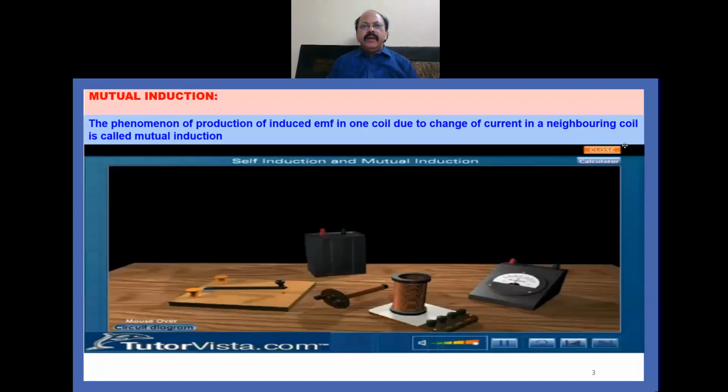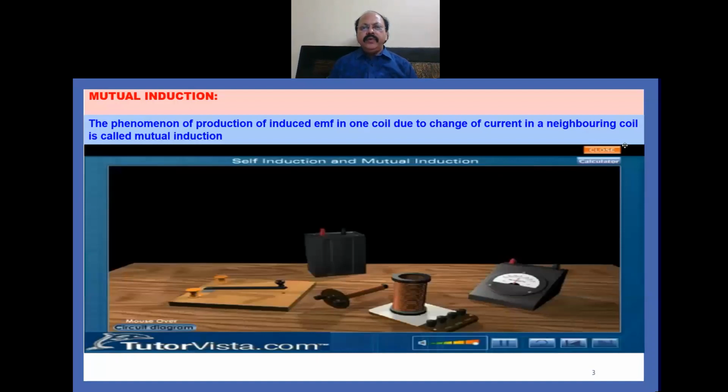current in one coil causes the induction of EMF in the neighboring coil, and this whole process is known as mutual induction. So that's why we say that the phenomenon of production of induced EMF in one coil due to change of current in the neighboring coil is called mutual induction.